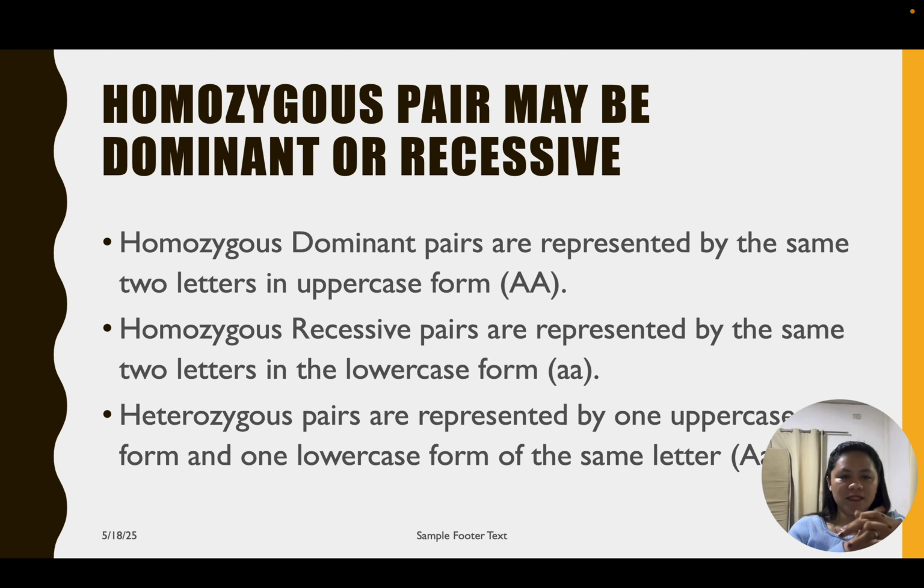Homozygous dominant pairs are represented by the same two letters in the uppercase form. Since we have our dominant trait and we use big letter A, and it is homozygous, meaning we have two big letters, and we call them the homozygous dominant pairs. Pag homozygous recessive naman, since recessive, we always associate it with small letters, so we will have to use two small letter A's. Heterozygous pairs naman, of course, big letter and small letter A's.